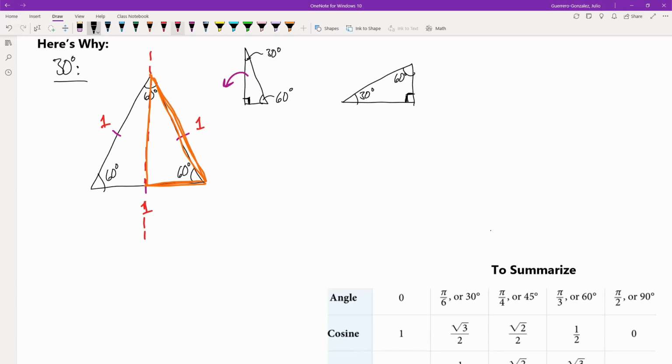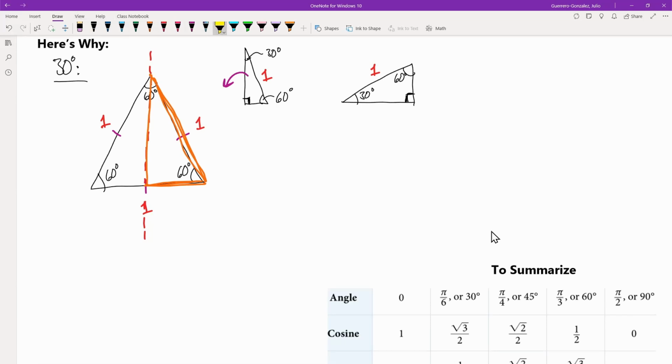One more thing I want to fill in is that this length right here is 1, which means this length right here is 1, since we just kicked it over, right? Okay. Here we go. We know that that length is 1.